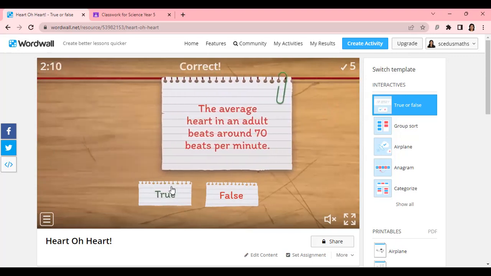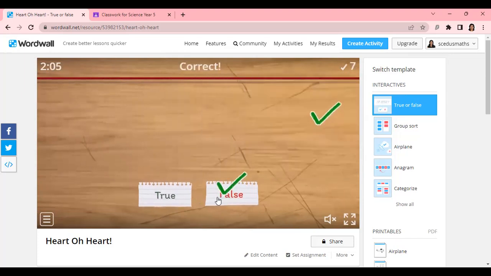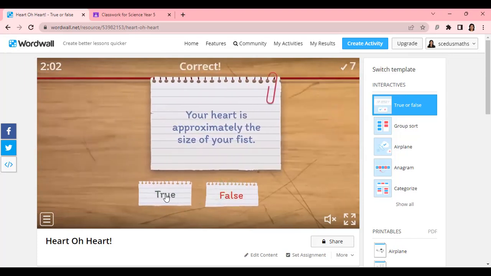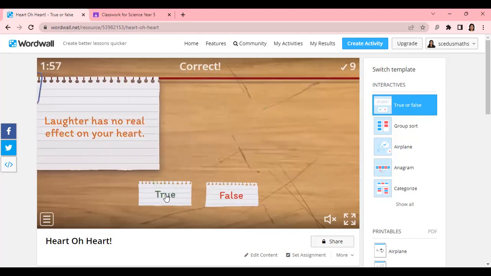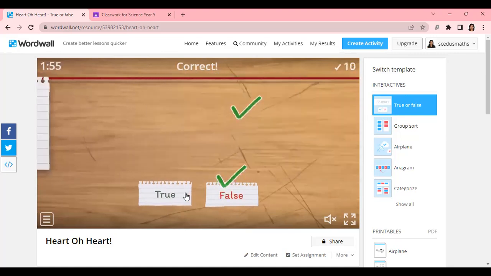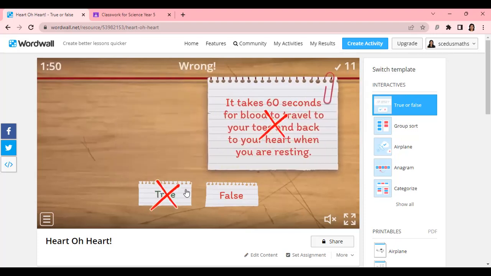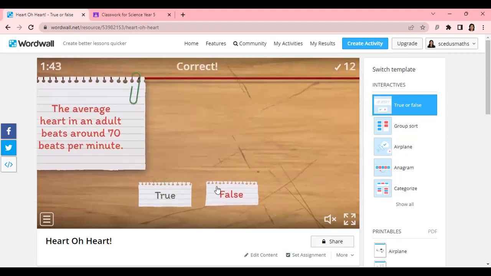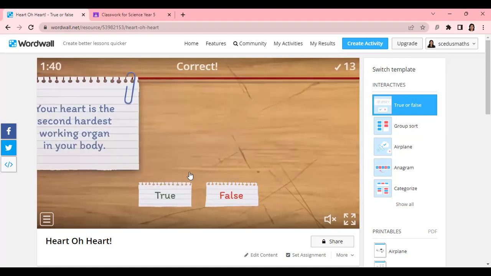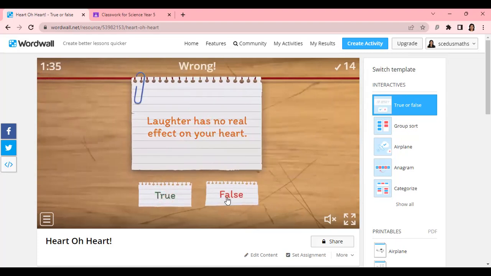The average True. heart, 47. your heart is the second False. hardest. False. See, I Okay, told okay. you. Your heart is True, true. True. the heart beats True. faster in children. Come on, laughter has no real. False. Octopus True. have 3 hearts. It takes 60 False. seconds. False. Yeah, it's very False. difficult. It repeats again. You cannot live more than 5 True. minutes. True. The average heart. False. True. Your heart is the second hardest. False. Laughter. True. Everything false.